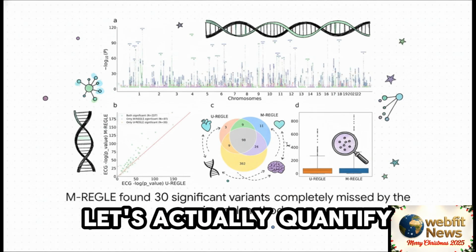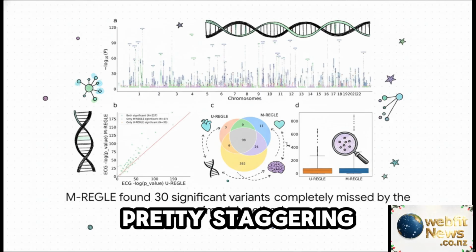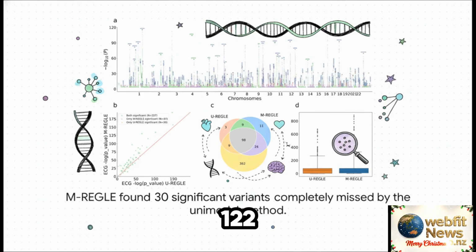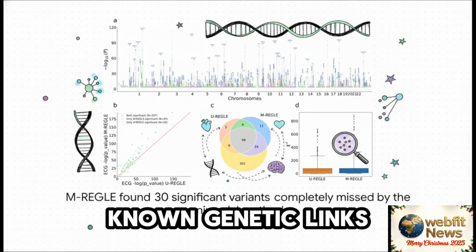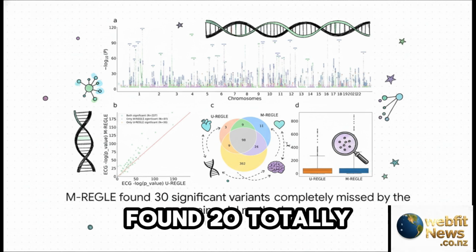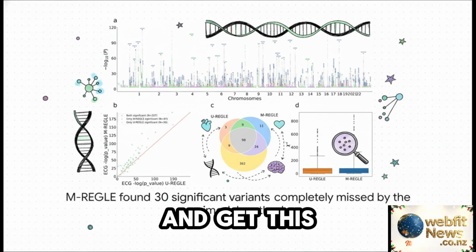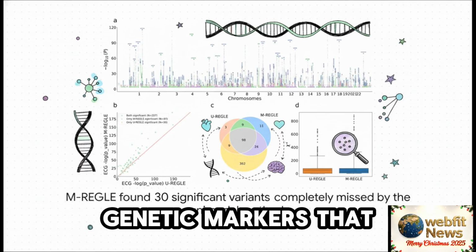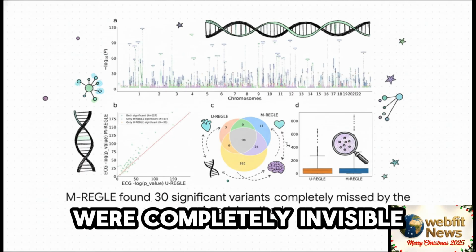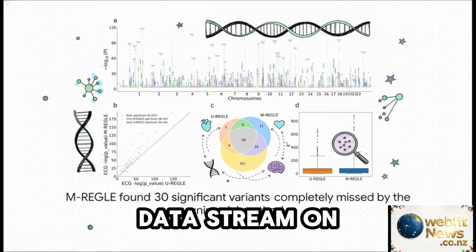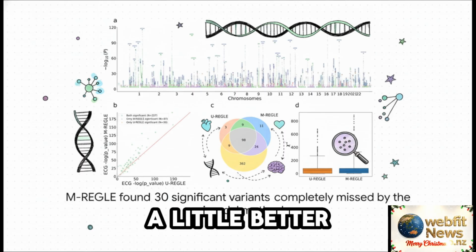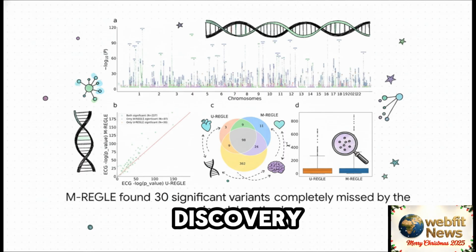Let's actually quantify this, because the numbers are pretty staggering. So mREGL confirmed 122 known genetic links, which is great, but it also found 20 totally new ones. And get this, it found 30 genetic markers that were completely invisible when scientists looked at each data stream on its own. That's not just a little better, that's a whole new level of discovery.